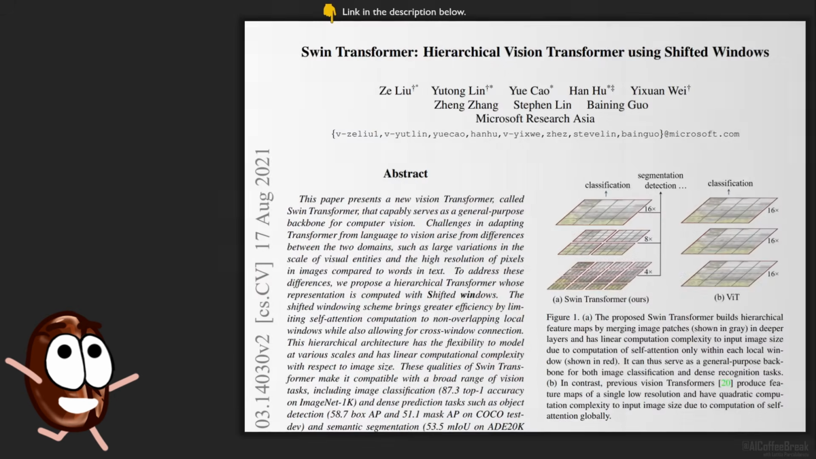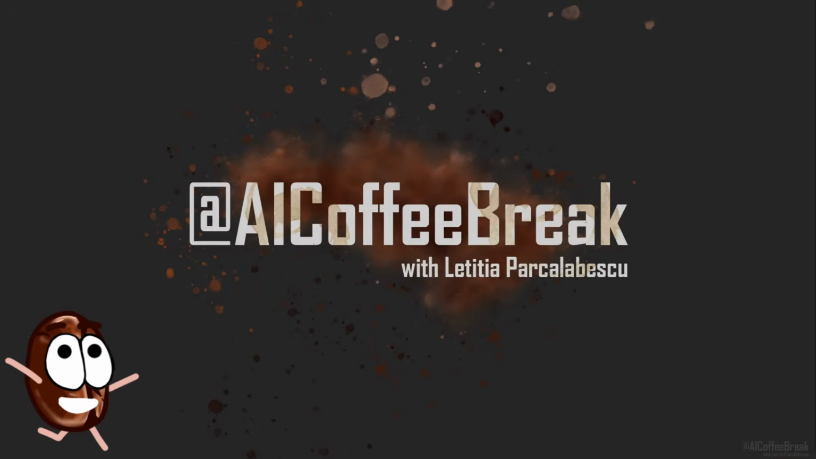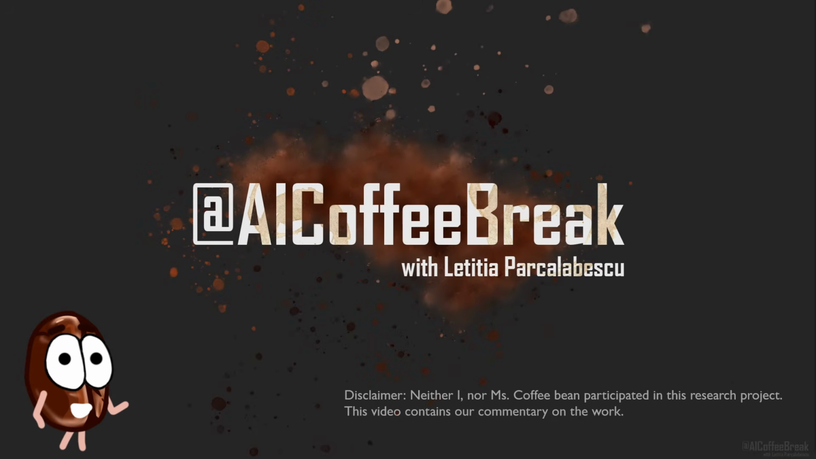Hi there! Today we are discussing the Swin Transformer. Swin stands here for shifted windows and is basically a vision transformer variant but with a hierarchical way of processing the image. So if you're curious about this vision transformer beast, reportedly beating many benchmarks, grab a cup of coffee because it is time for an AI coffee break.